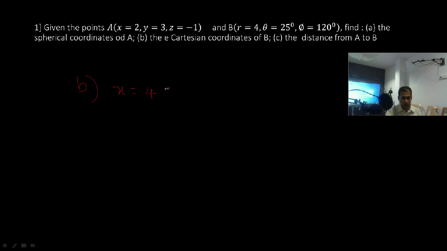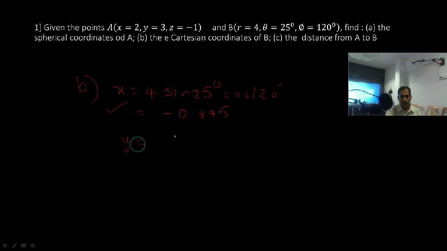So we have x equals R sine theta cos phi. R is 4, theta is 25 degrees, so 4 sine 25 degrees cos phi. Phi is 120 degrees. If we solve this, we'll get minus 0.845. This will be the value of x. Now one point we have converted into Cartesian.